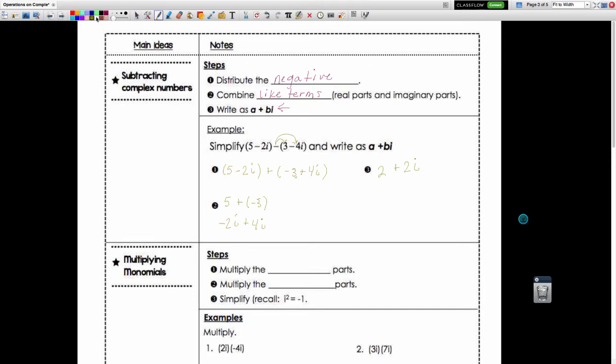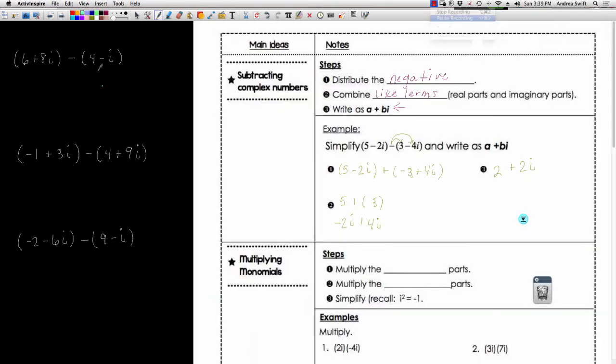Let me give you some more to do. All right, here's 3 more. The quantity of 6 plus 8i minus the quantity of 4 minus i, the quantity of negative 1 plus 3i minus the quantity of 4 plus 9i, and the quantity of negative 2 minus 6i minus the quantity of 9 plus i. Go ahead and pause and then work them out, and then when you come back, I will have the answers.